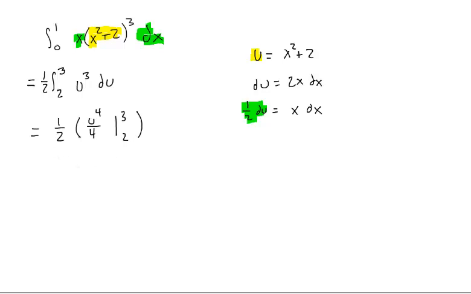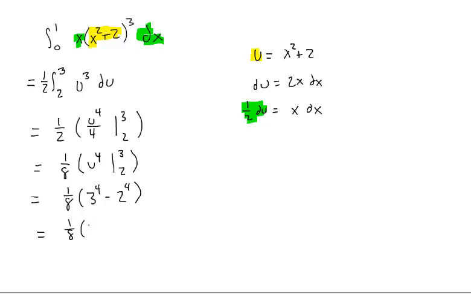And again, I'm going to combine our constants here, and I'm going to say 1/8 and then u to the 4th evaluated from 2 to 3. And now I have 1/8 times 3 to the 4th minus 2 to the 4th. And then we can calculate that. I get 1/8 times, 3 to the 4th is 81, minus 16, which is equal to 1/8 times 65, or 65/8. And that's all for the definite integral.